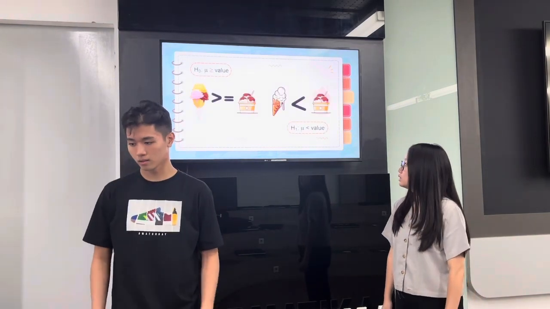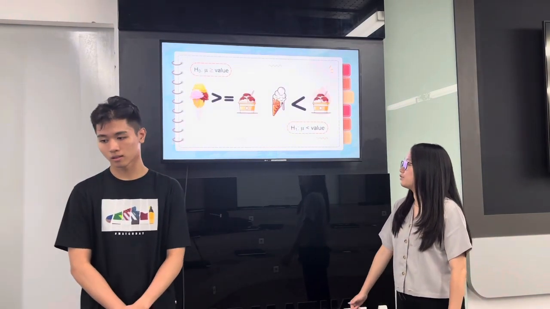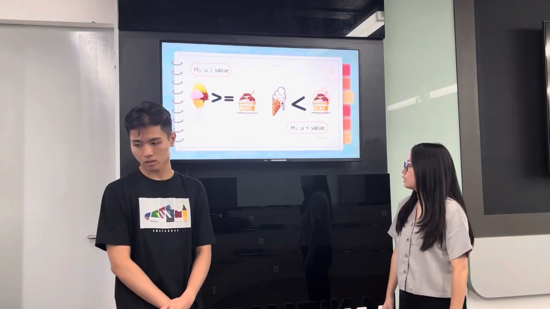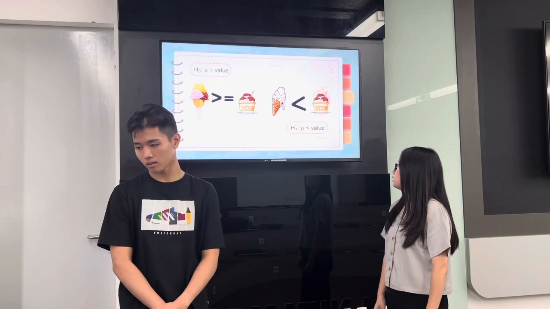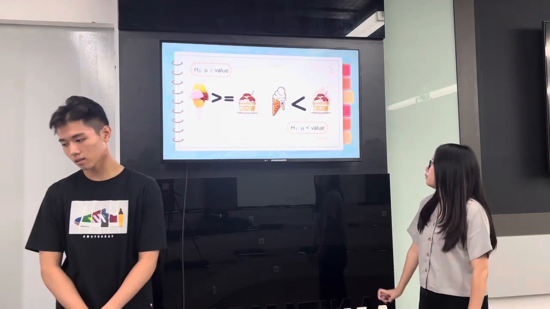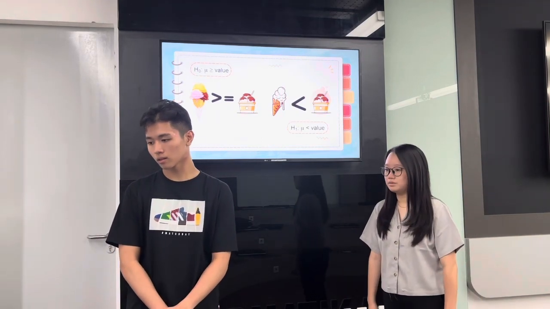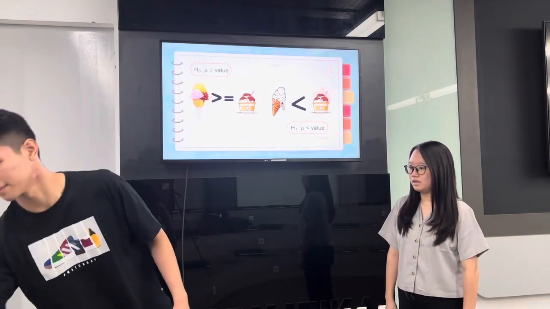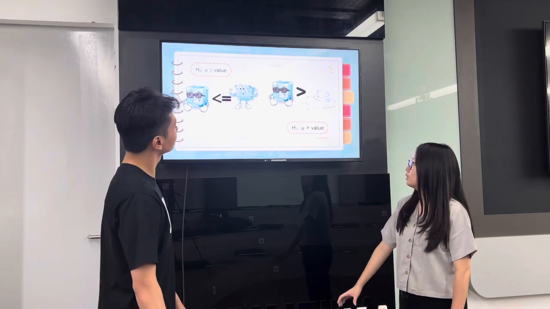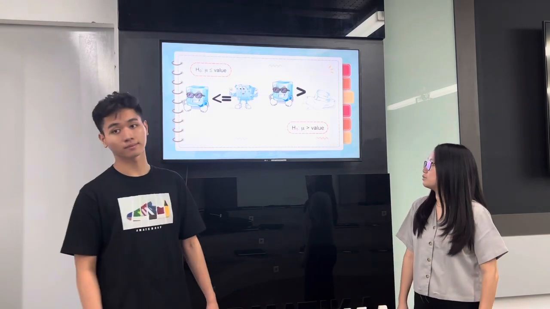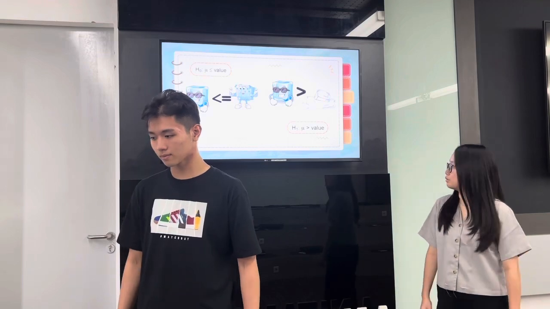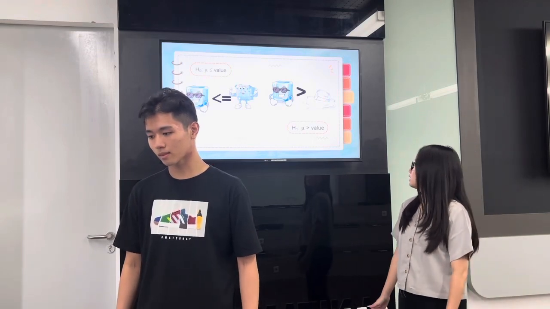The next is, if the null hypothesis is mu greater than or equal to value, then the alternate hypothesis will be mu less than value. So both of the values must be the same and the signs opposite, and vice versa. And the last one is, if the null hypothesis is mu smaller than or equal to value, the alternate hypothesis will be mu larger than the value.